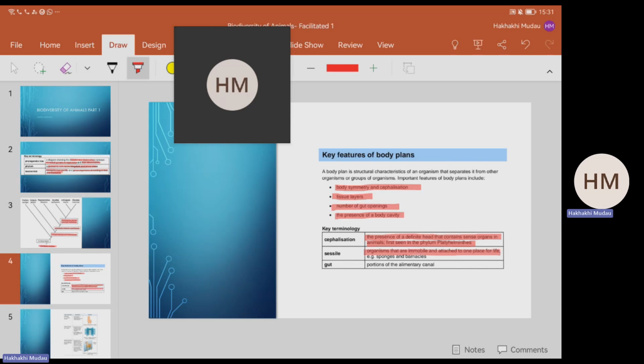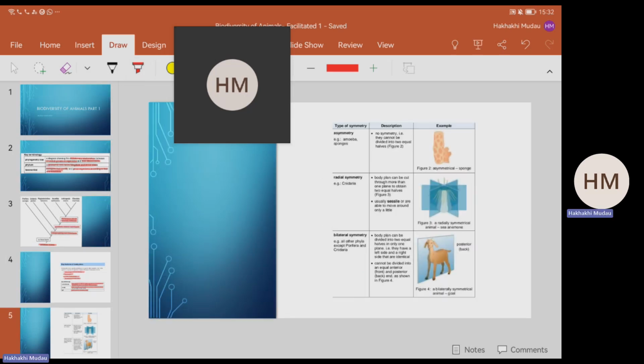And then the gut, these are portions of the alimentary canal. When they say the alimentary canal, they're speaking about the digestive system. So from your esophagus, the esophagus is the pipe that you use to swallow food down into the stomach. So that canal from the esophagus, the stomach, the intestines to the anus, that's what we refer to as the alimentary canal.